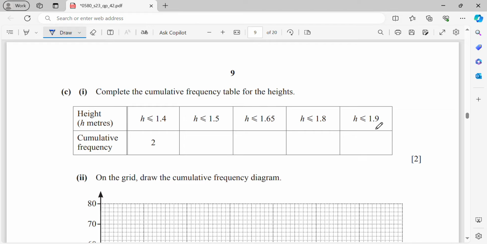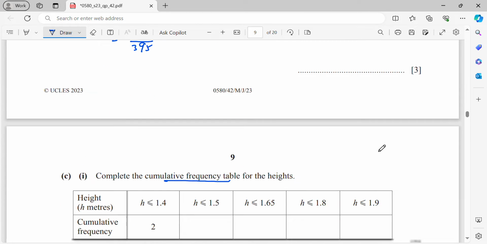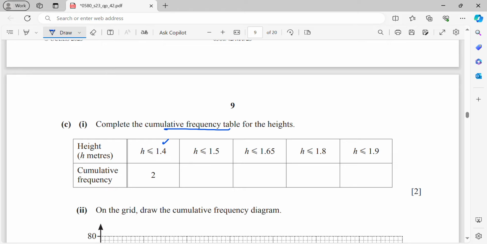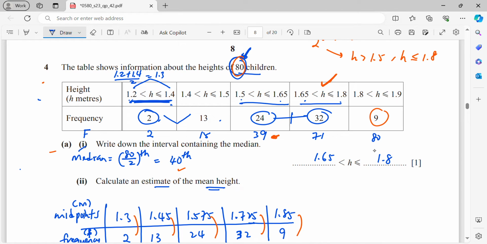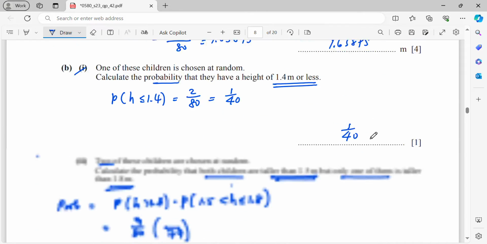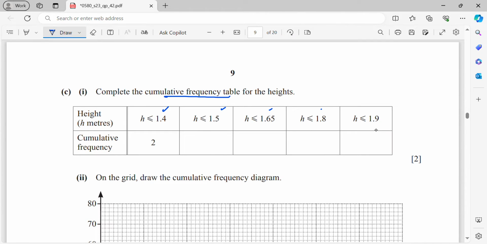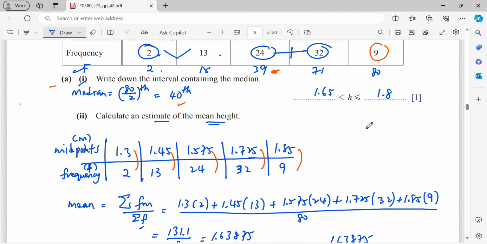Okay, now see, first part, complete the cumulative frequency table for the heights. So basically in this cumulative frequency table, we are referring to the upper class boundaries, and then the cumulative frequency. Cumulative frequency basically I have found here, see. So just copy 2, 15, 39. 2 is given, therefore this is 15, 39, then followed by the other two values, 71 and 80.